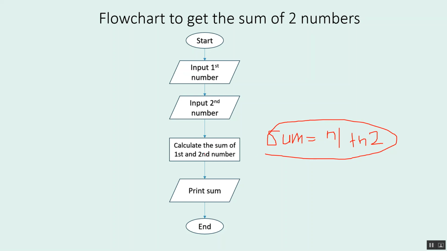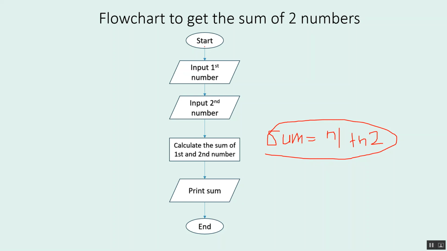So after the calculation, you could just print the sum. Print or display is allowed since it is actually a common word, and I think the reader would understand what you are trying to say here. So print sum or display sum. After displaying the sum, the next step is to end the flowchart. So that's how you get the sum of two numbers.